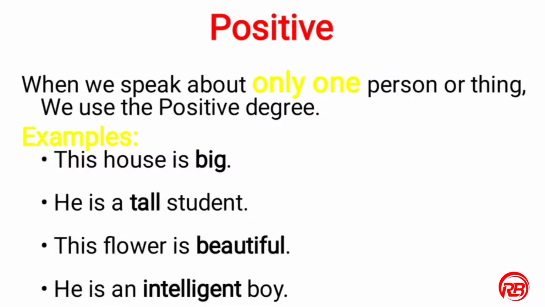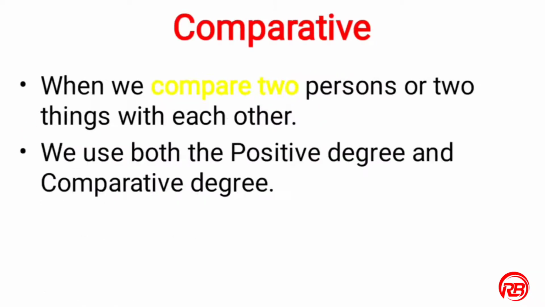These examples also clarify the thing. Here we have discussed one house, one boy, one flower. So positive degree will speak about only one person or thing. The second one we are about to discuss is comparative degree. When we compare two persons or two things with each other, comparative degree will help us to compare two persons or two things. Let's discuss with a few examples.